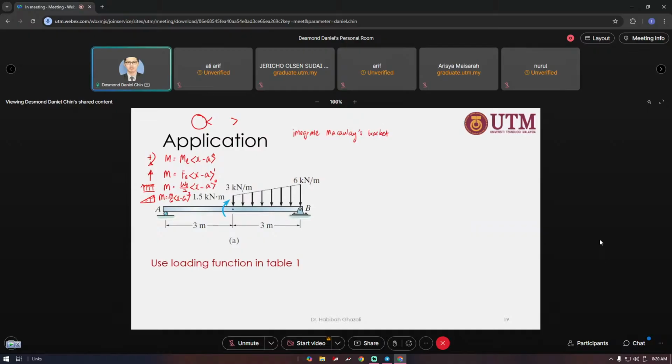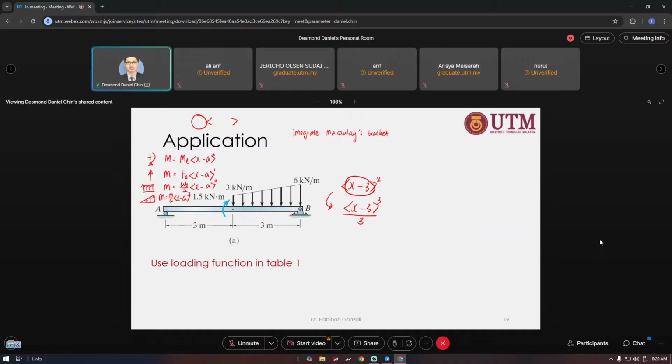Okay, next is to integrate the Macaulay's bracket. So let's say you have an equation, (x minus 3) to the power of 2. As I mentioned to you, this bracket is named the Macaulay's bracket, right? So if you want to integrate this, you treat this entire thing as one unknown. One unknown. So if you integrate this, then you will have (x minus 3) cubed divided by 3.